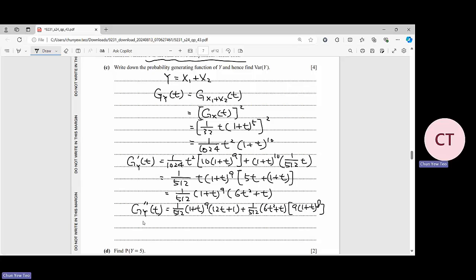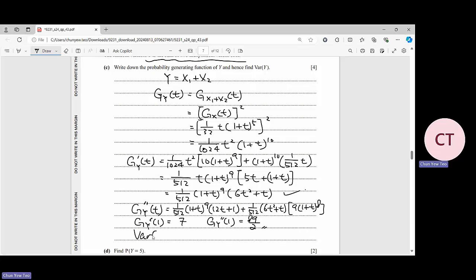So basically we just need to find the G prime of 1. Just use this value, replace the t as 1 inside, then you will get this one as 7. Then the G double prime of 1, this one you need to press calculator. You will get 89 over 2. Okay, so this one is 89 over 2.